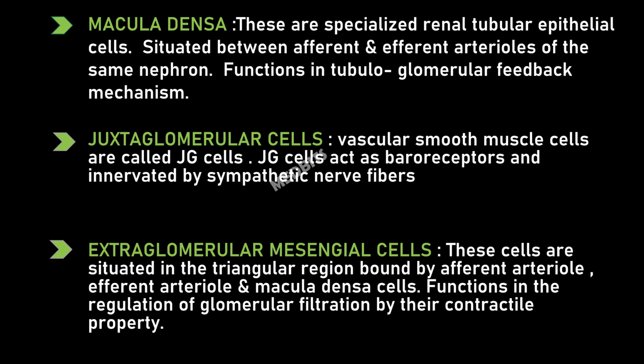And now the third part of JGA is extraglomerular mesangial cells. Where is it located? You can just look into the diagram we have drawn and let's go through the definition. These cells are situated in the triangular region bound by afferent arteriole, efferent arteriole and macula densa cells. They function in the regulation of glomerular filtration by their contractile property. These three definitions are very important.